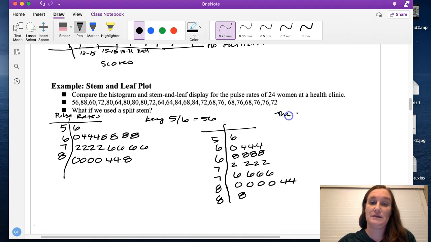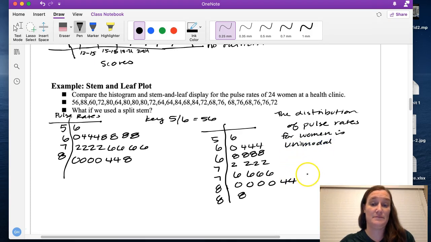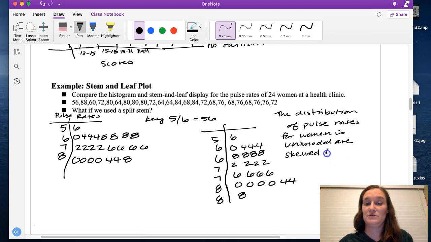So we would say the distribution, I just don't have an example of that, of pulse rates for women is unimodal. Now the peak is not in the middle, so I don't know. Let me look at what I originally had here. We said skewed to the left the last time I did this because the peak is, like if you turn it to the side, the peak is on the high end. So we'll say skewed to the left just to have one that's skewed.